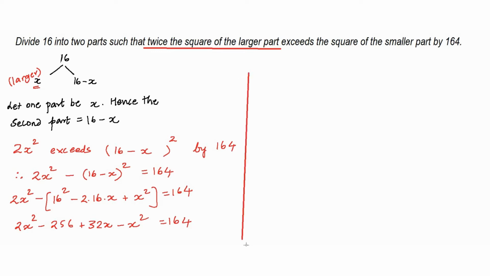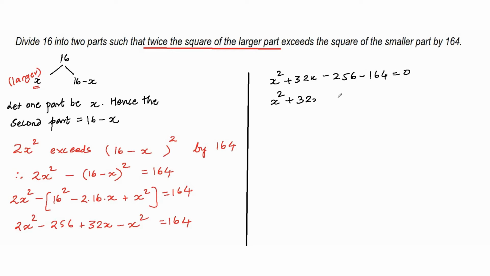And now we can solve this quadratic equation. Let's combine the like terms. So we get 2x square minus x square is x square, plus 32x minus 256 minus 164 is equal to 0, or x square plus 32x minus 420 is equal to 0. So now we have to find two numbers whose product is minus 420 and the sum is 32. I notice that if I take 42 and 10, then I immediately have 32 as the sum. So the numbers would be plus 42 and minus 10.